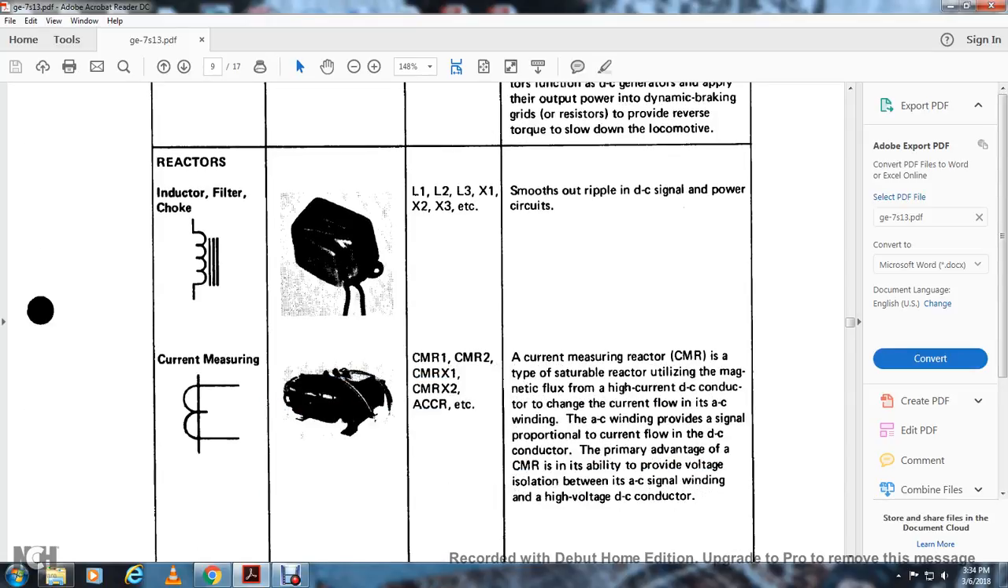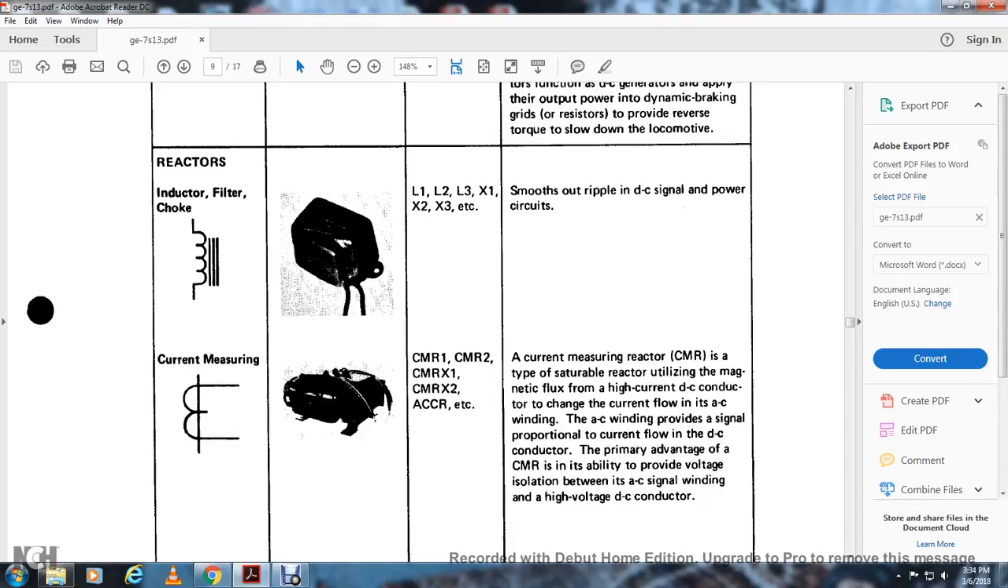Alright, current measuring is shown with a line through the current. The designations are CMR, CMR2, CMR X1, CMR X2, and ACCR, alternating current control rectifier. The current measuring reactor is a type of saturable reactor utilizing magnetic flux from a high current DC conductor to change the current flow of the AC winding. The AC winding provides a signal proportional to the current flow in the DC conductor.